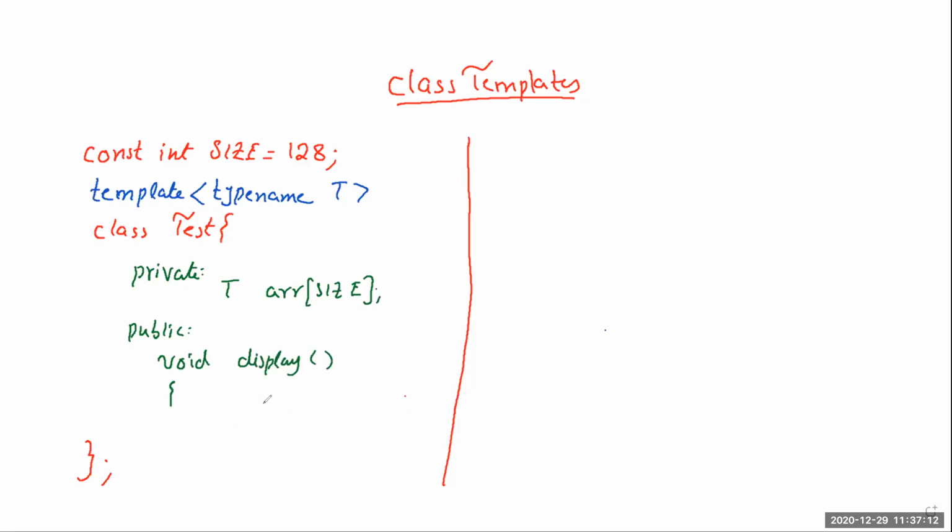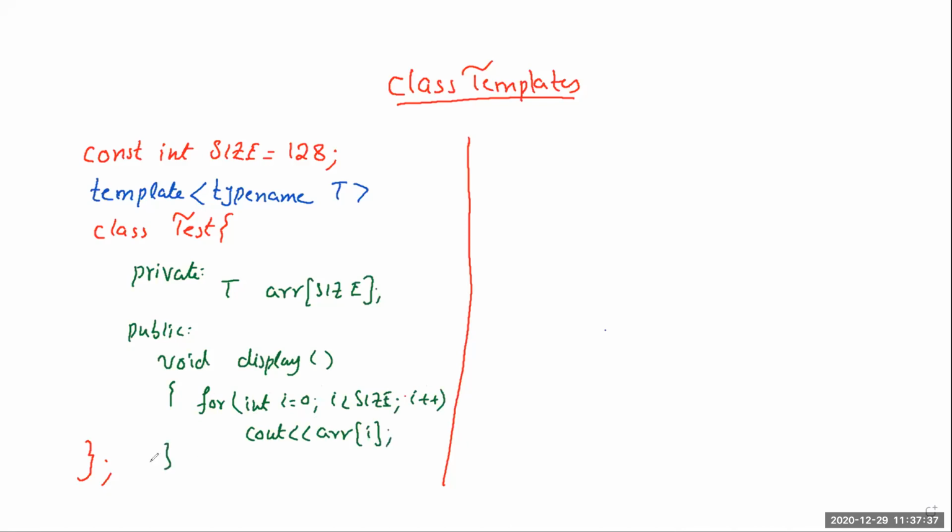And if you want to display this array, whenever there's an array, there's always a for loop. So you will write for int i equals 0, i less than size, and i plus plus. And here you can write cout array of i, and this is the end of the function.